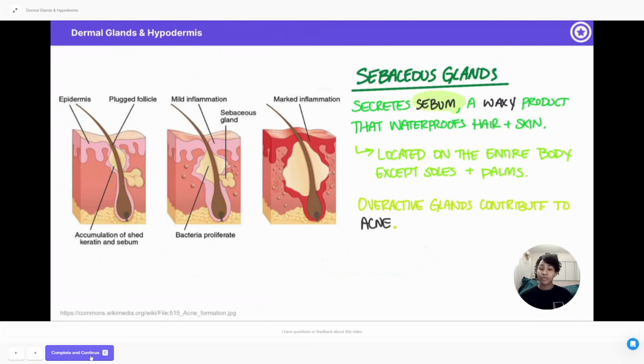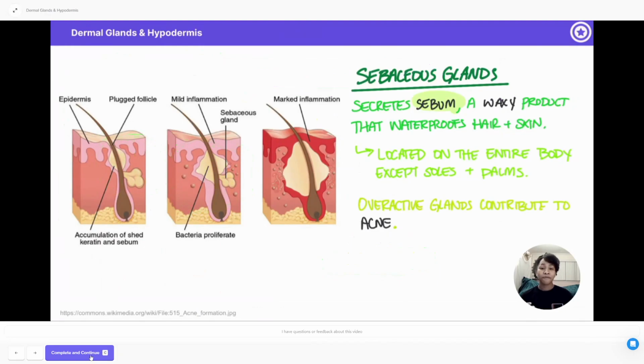Now, if you've ever experienced a breakout, these guys are usually the culprits. So we know that the sebaceous glands are going to be releasing their products into the hair follicle. Now, if, for example, the hair follicle itself were to become plugged, and thus nothing could be released from it, what happens is that you get a lot of sebum and keratin trapped in that follicle. And the sebaceous glands are going to keep producing sebum because they can't really tell when this is happening.